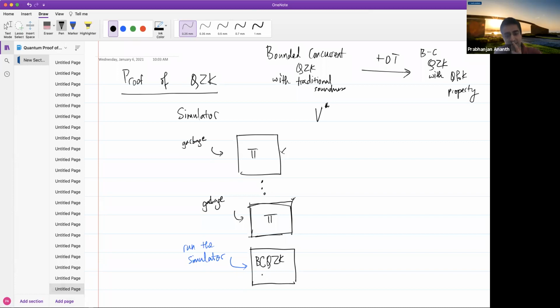Unfortunately, we make non-black box use of the simulator of bounded concurrent QZK. So maybe let me just quickly go over how this protocol is defined, and then we will see how to use the simulator for this in order to argue QZK. Can you perhaps explain why this is not trivial?